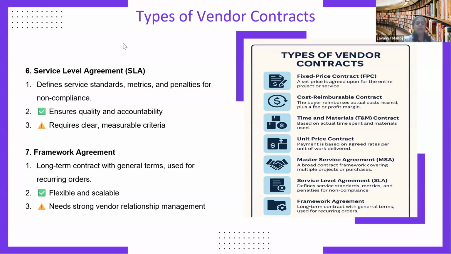And a framework agreement is a long-term contract with general terms used for recurring orders. Like continuous orders, where the vendor is continuously purchasing or procuring from your company for a long term. For them, a framework agreement is good. The advantage is that it is flexible and scalable, and the only disadvantage is that it needs stronger vendor relationship management. That is, your company should have a very strong business relationship with the vendor for a longer term. Both parties should believe in each other.